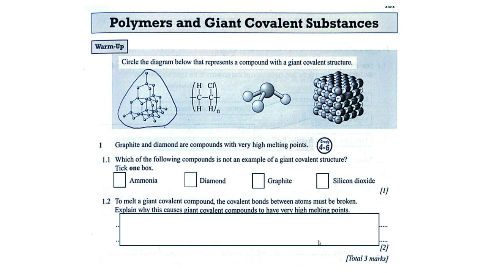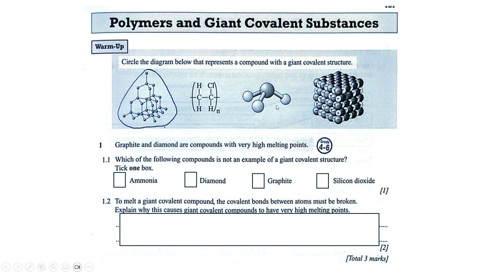Polymers and giant covalent substances. Circle the diagram below that represents a compound with a giant covalent structure. So it is the first one. The second one here, the CH2CHCl with a little n, that's how you represent a polymer.